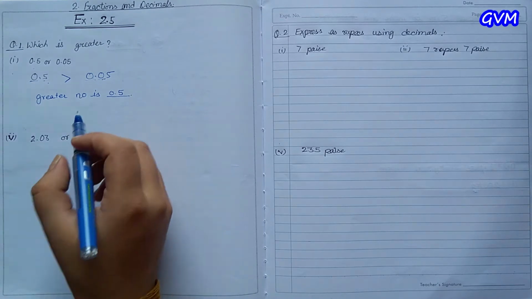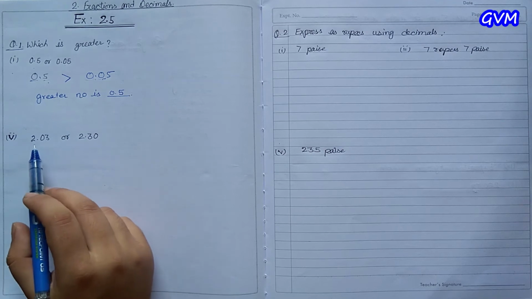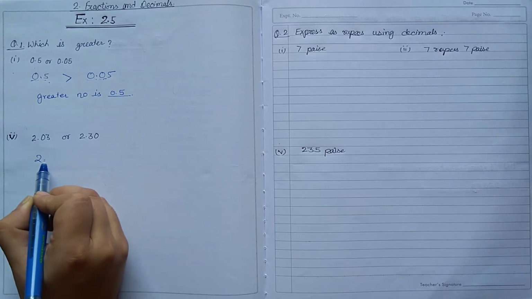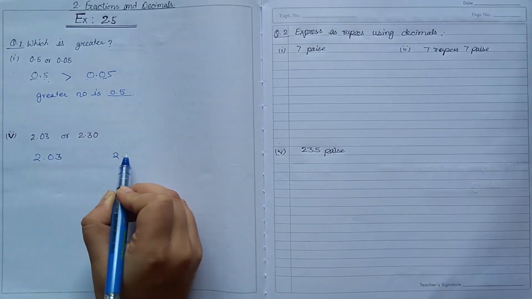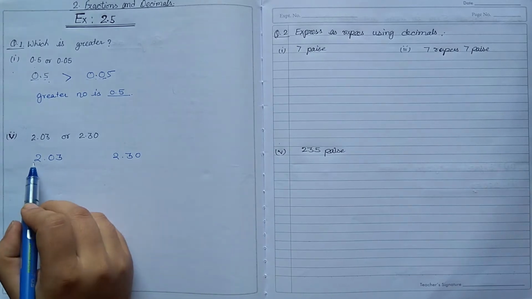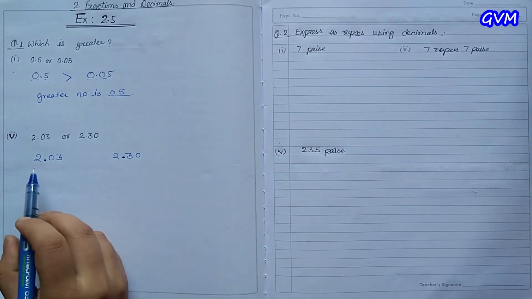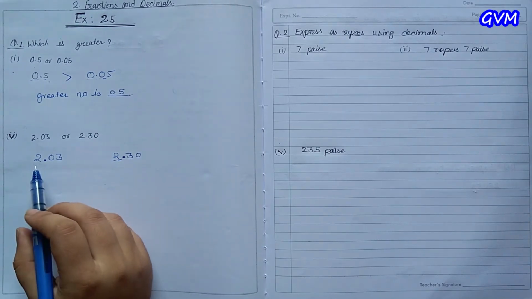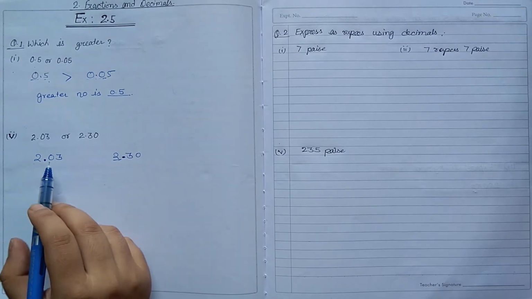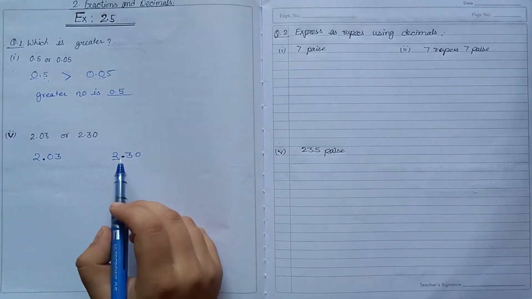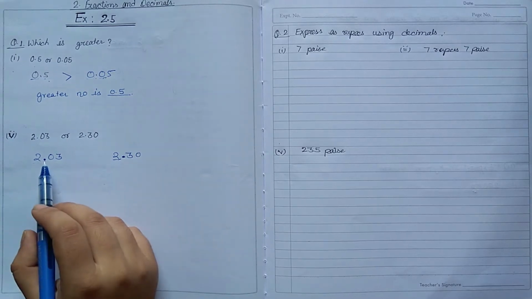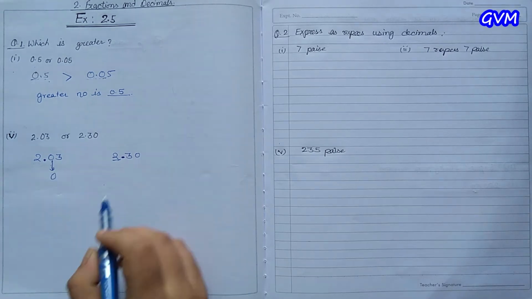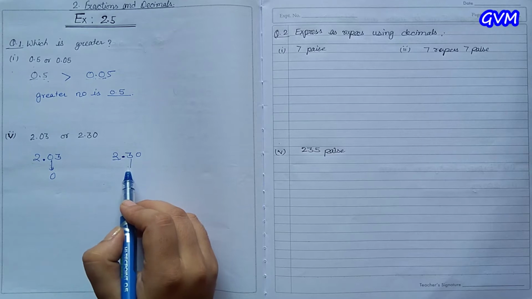Okay. Now, the fifth part of this question is 2.03 or 2.30. So, let's compare 2.03 and 2.30. First, the ones place. In the ones place we have 2 and 2 on both sides. So, these are the same, so we will move towards the next digits. After 2 there is a decimal, and here is also a decimal, and the digit after the decimal, on the tenths place, is 0.